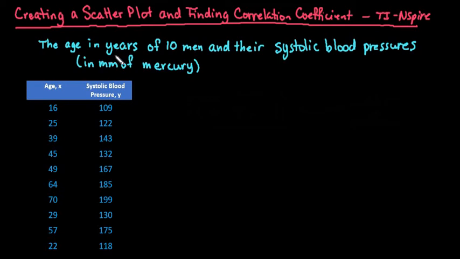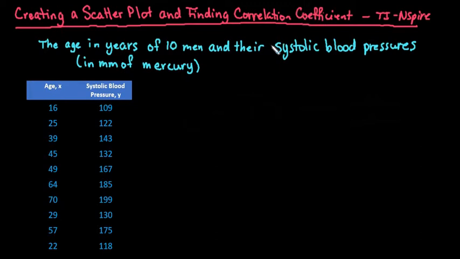Hi, for this video, I'm going to show you how to create a scatter plot and also how to find the correlation coefficient using the TI-Nspire graphing calculator. Just as a reminder, the correlation coefficient is only telling you how linear something is, so you always want to start by looking at your scatter plot before you decide whether to report the correlation coefficient, because if you have a non-linear data set, you would not report the correlation coefficient.